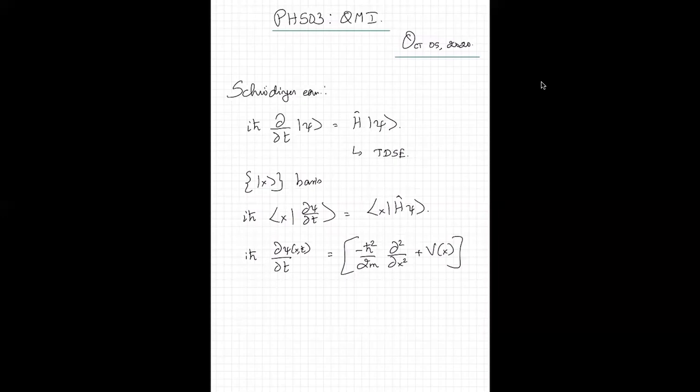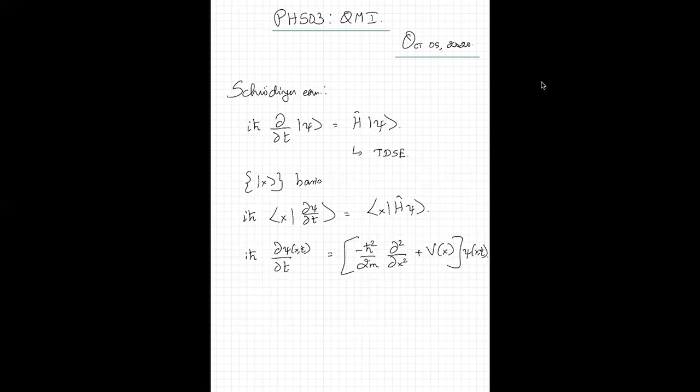Remember, not V of x hat, but just V of x, because we are in the x basis. So any function of the x operator can be simply replaced by the corresponding function of x. Okay, so this is the time-dependent Schrodinger equation in the x basis. All right. So now we want to understand.